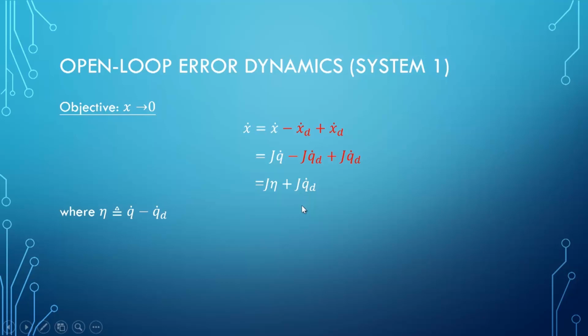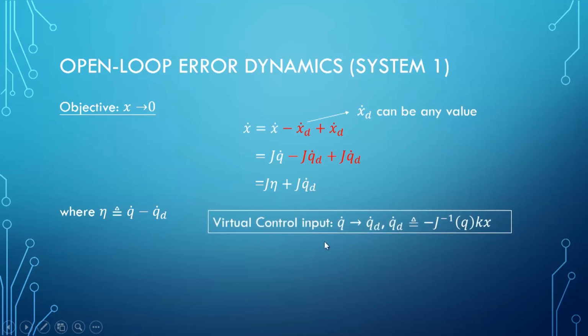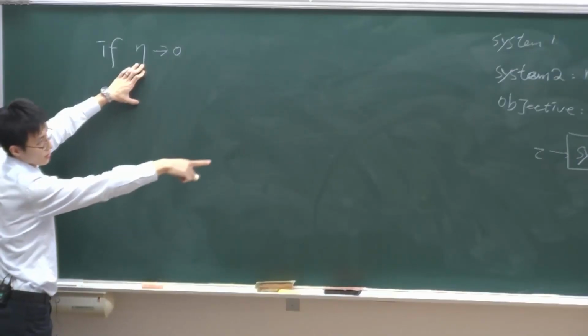When the tracking error is 0, that means your x dot is equal to x d dot, and x d dot is just a feedback control. Remember, x d dot is just a feedback control. That means that if this eta is 0, the closed loop system is a linear first order stable feedback system.